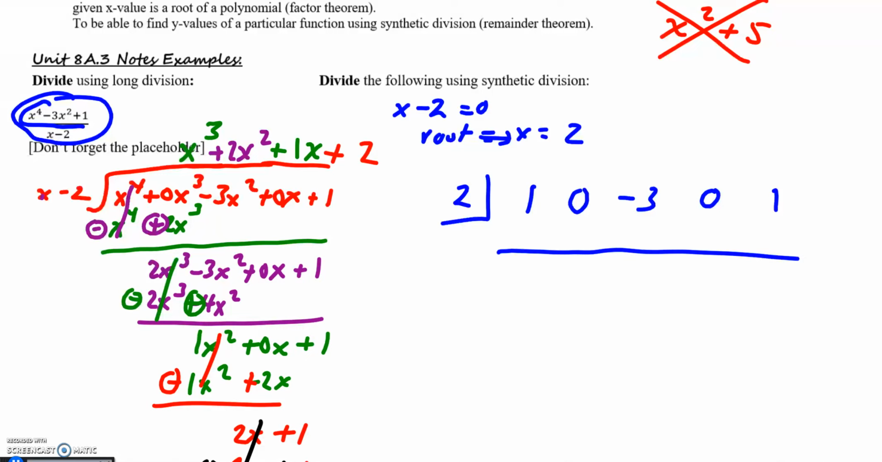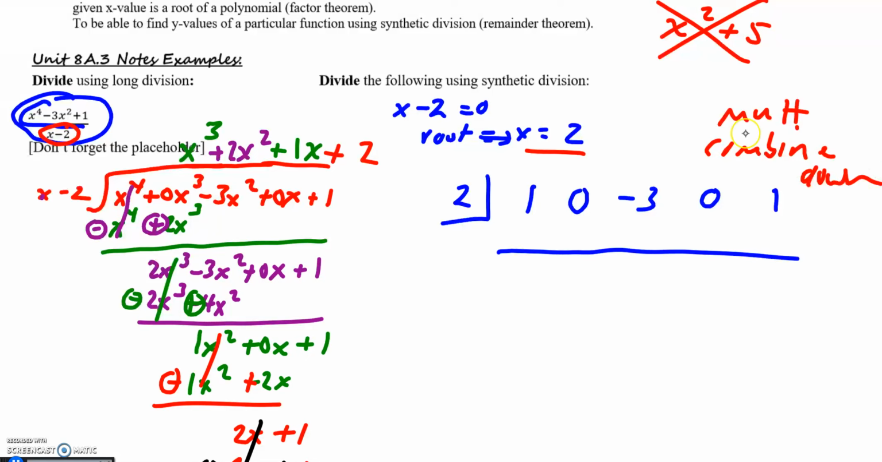The best thing about the synthetic method versus the long division method, though, is because we actually have the root of 2, we're not dividing two polynomials anymore. So we're actually taking out the division part and focusing more on the multiplication and the combining down part that we were doing in the long division.